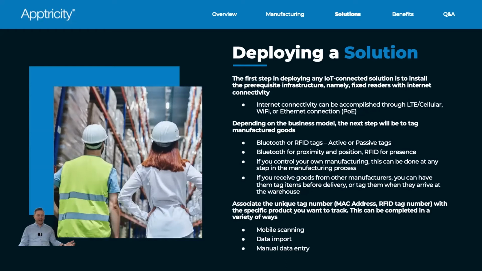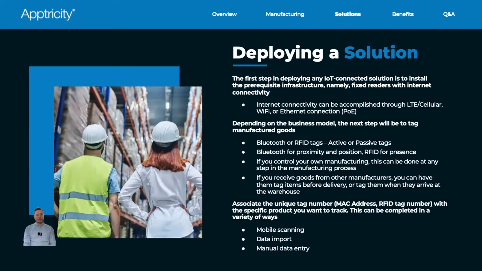So the first step in deploying any IoT connected solution is to install the infrastructure. And when we talk about infrastructure, we're talking about fixed readers with internet connectivity. So again, at Electricity, we call them iConnect controllers. And these can gain internet connectivity through LTE cellular. So basically the SIM chip, the same type of SIM chip that you use in your phone. It can gain internet connectivity that way. You can attach a Wi-Fi antenna and connect via Wi-Fi. You can also connect via Ethernet. So power over Ethernet is another option that we support.